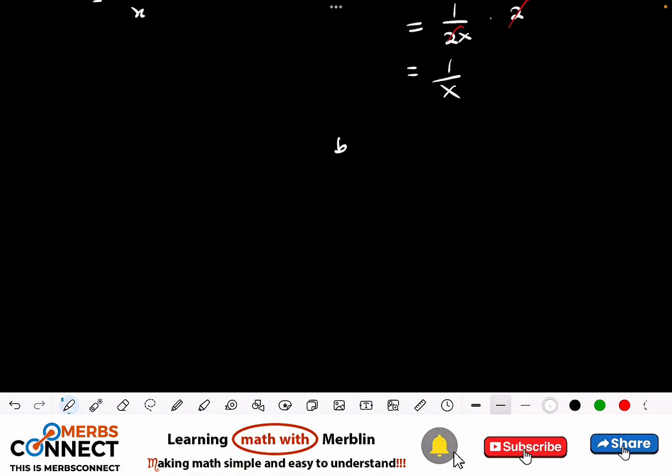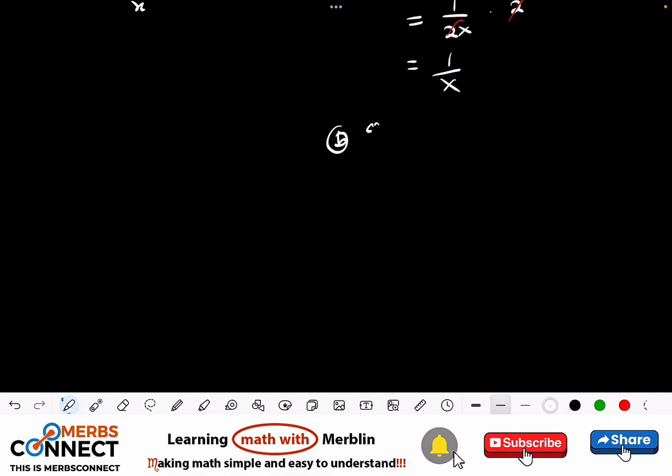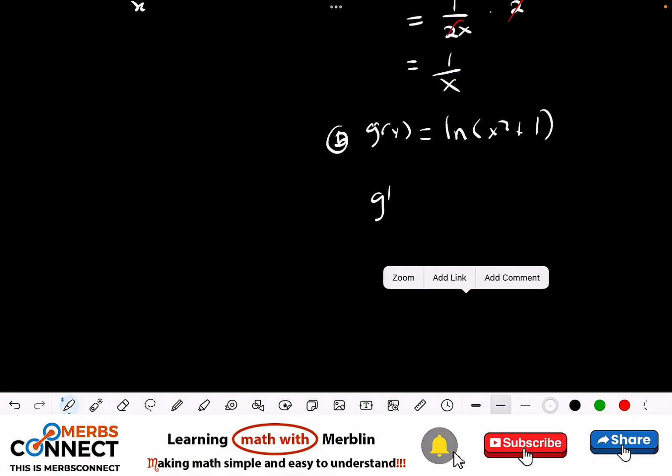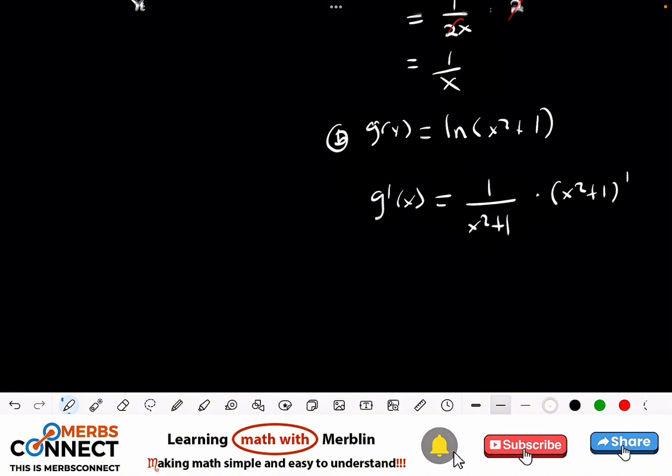g of x is equal to ln of x squared plus 1. So this is very fun. g prime of x will be equal to 1 divided by what is inside the parenthesis times what is inside the parenthesis prime. Very simple.